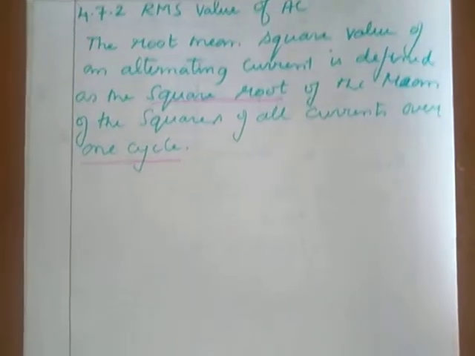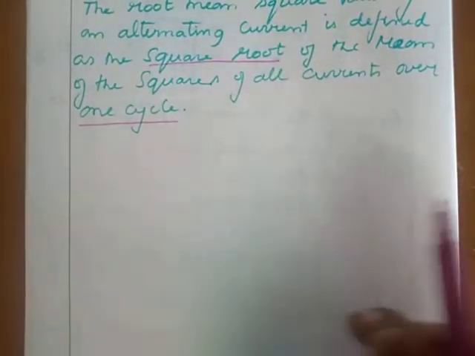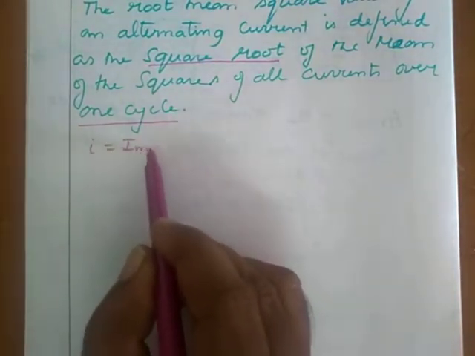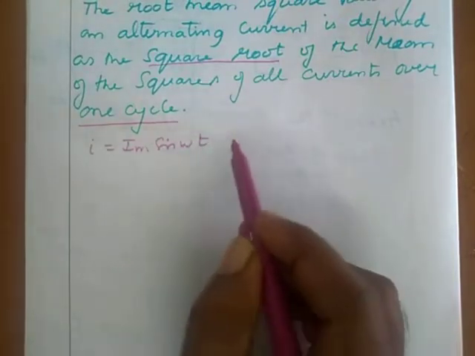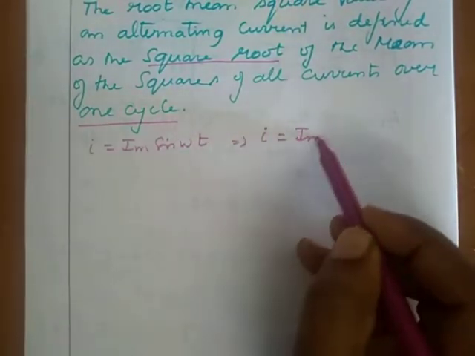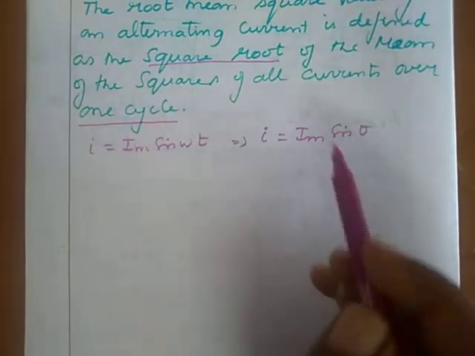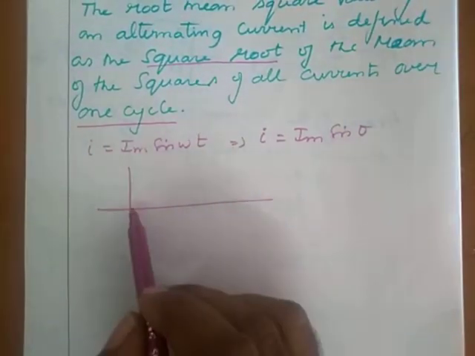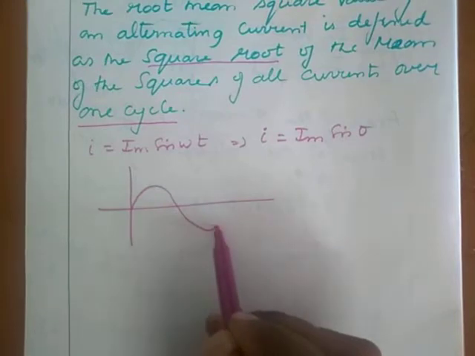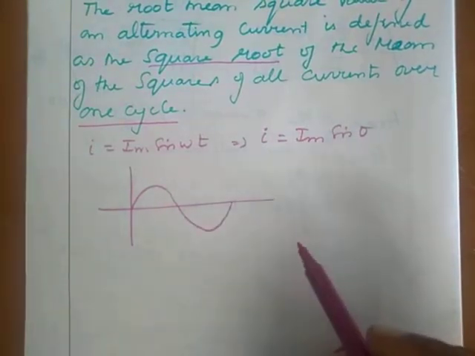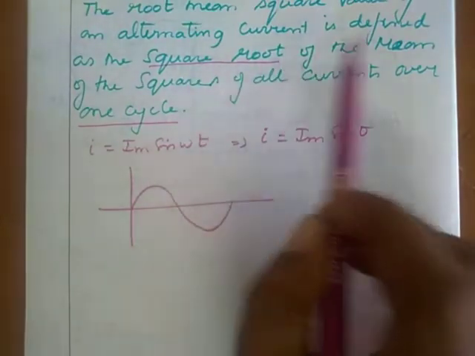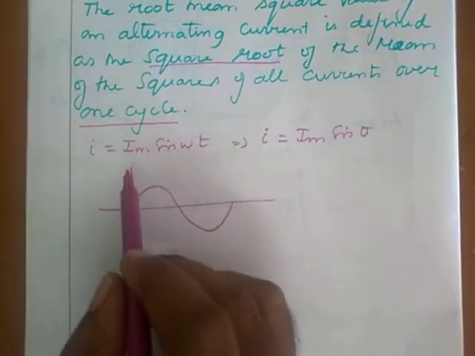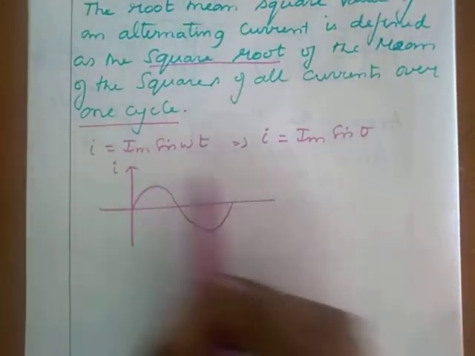Okay, see here I am considering an alternating current, that is I is equal to Im sin omega t. This can be written as I is equal to Im sin theta. For this I am drawing a graph, then I get a graph like this. Here we need the square root of the mean of the squares of all the current. It is the current alone. We can write this one as I, this one as theta.